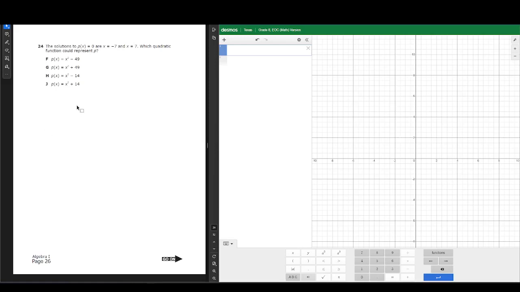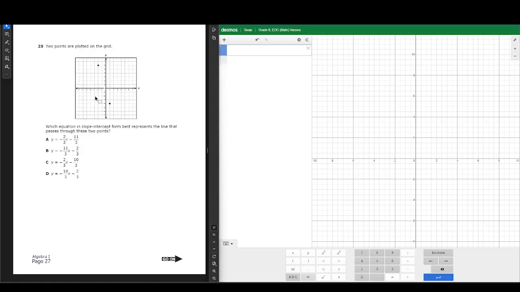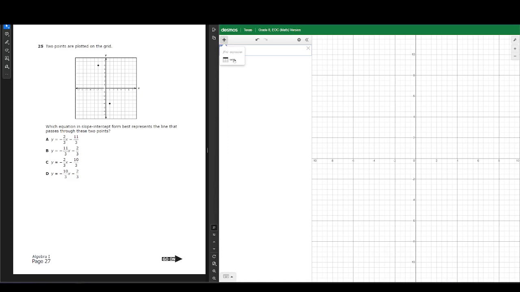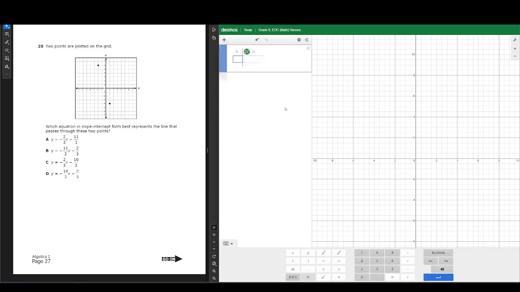All right, picking up where we left off at number 25, we have 2 points plotted on a grid. It says which equation best represents the line that passes through the 2 points. So multiple ways of doing this. I'm going to stick with doing our linear regression trick since it says which line. So we have a point at -2, 6 and 1, -4.